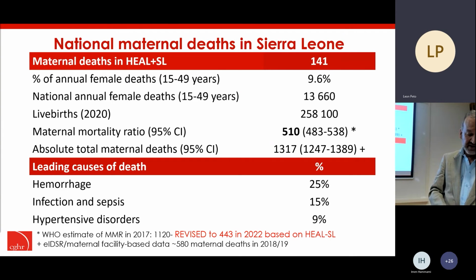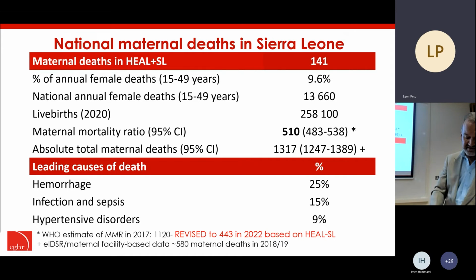So just to mention maternal mortality, the WHO estimates, which were largely model-derived, were something like 1,100 maternal deaths per 100,000. Our study showed that it was still very high at 510. And in the latest WHO report, just issued 3 weeks ago, they've revised their estimate to 443.